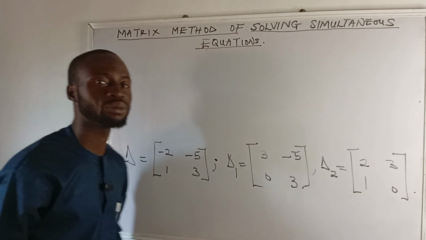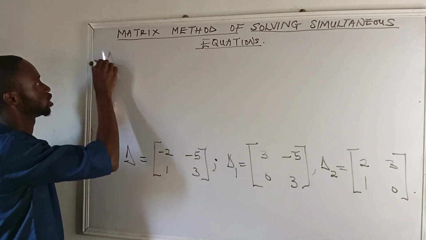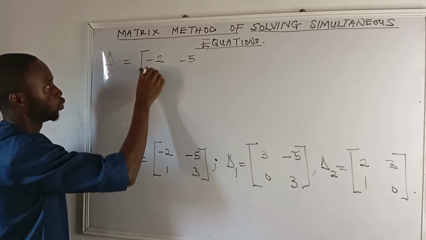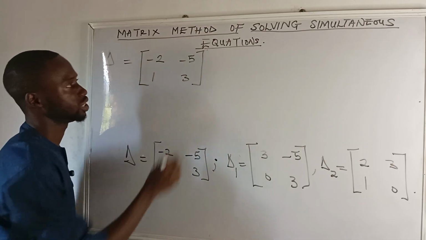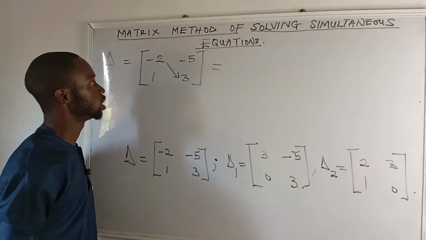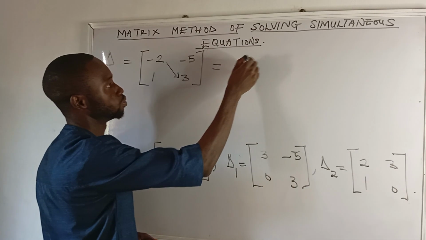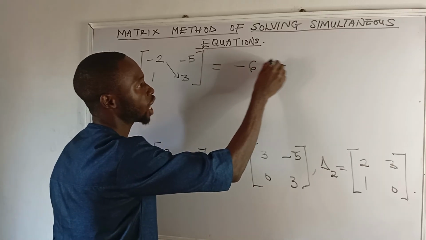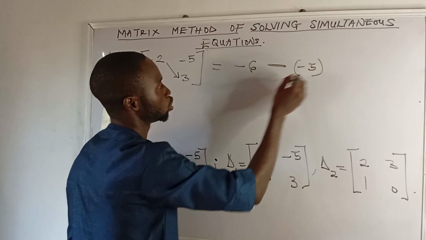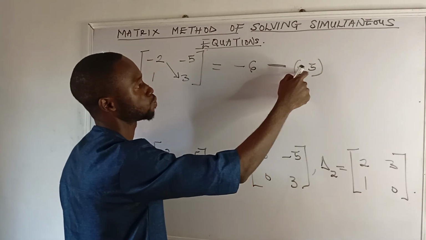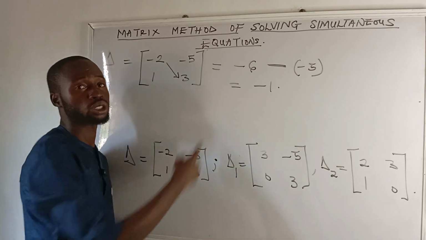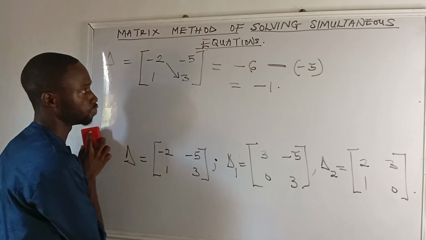Now, how do we find the determinant of a 2 by 2 matrix? Let's take delta for an example. Delta gives us minus 2, minus 5, 1, and 3. How do we find the determinant? It's very, very simple. Multiply the diagonals together. That's minus 2 times 3, which gives me minus 6. Then subtract the other diagonal. That's minus 5 times 1, which is minus 5. So minus times minus is plus: minus 6 plus 5, I'll have minus 1 as my answer. So the value for delta is minus 1. We've just found the determinant of delta.